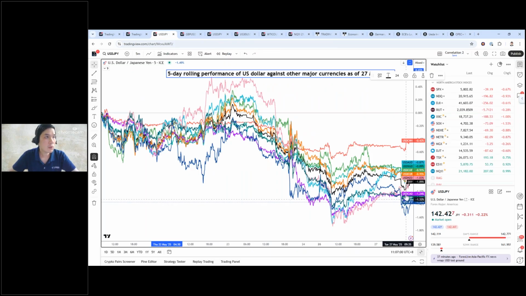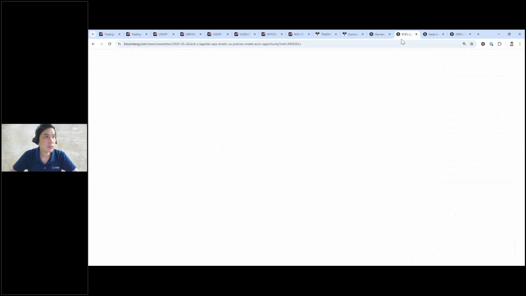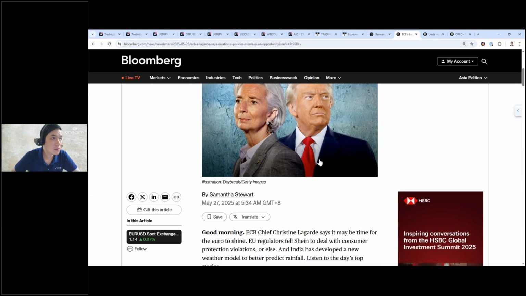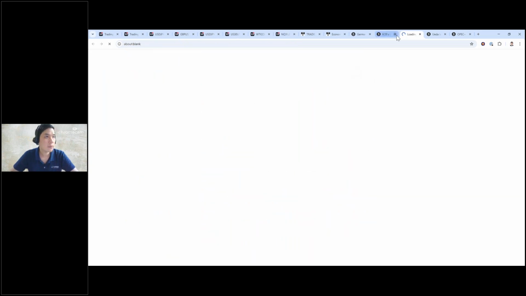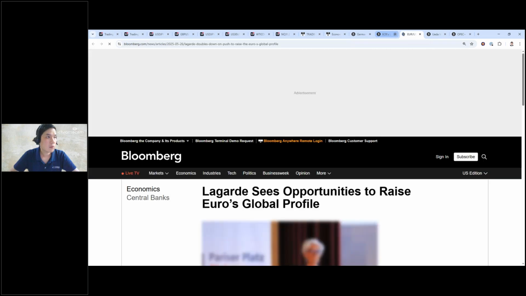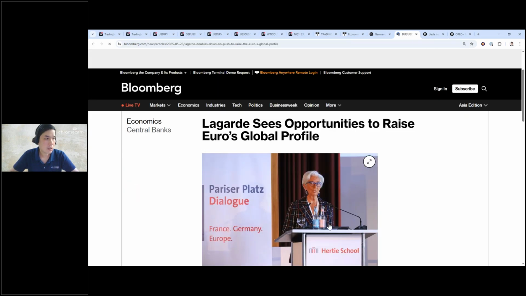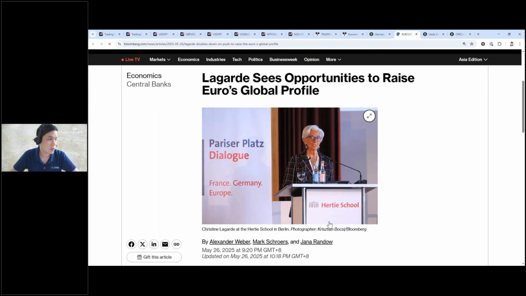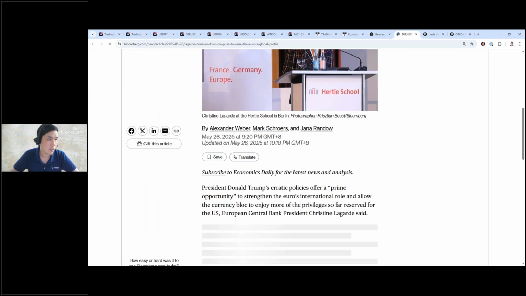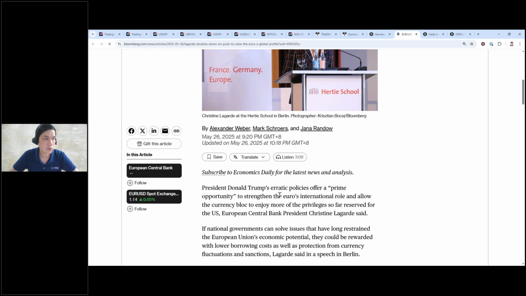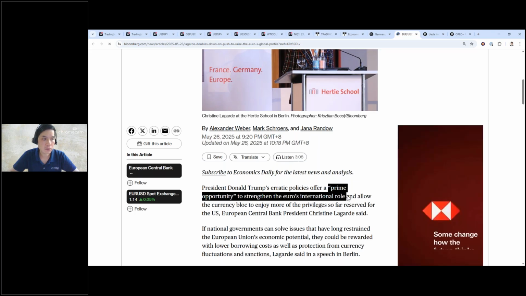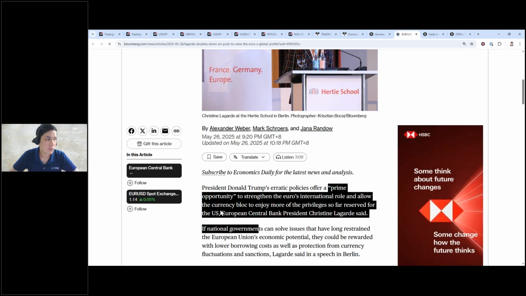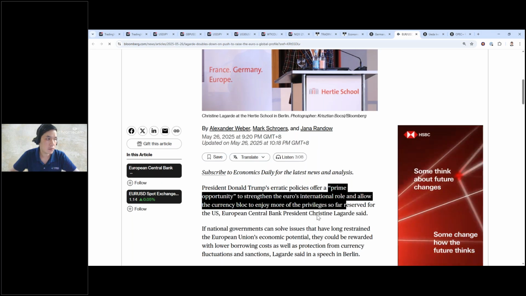Right. So one more news flow that took place yesterday was the ECB. Okay, this is the one. ECB President Lagarde, in another speech yesterday during the European session, stated that it's now time for Euro officials to get their act together for a prime opportunity to strengthen the Euro's international role and allow the currency bloc to enjoy more of the privileges so far reserved for the US.